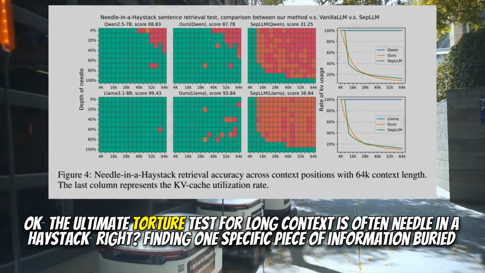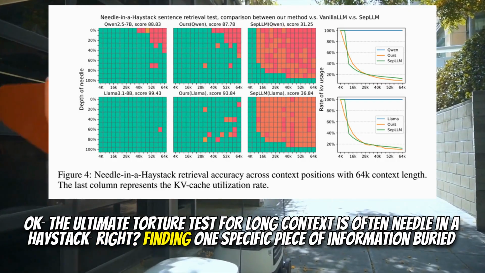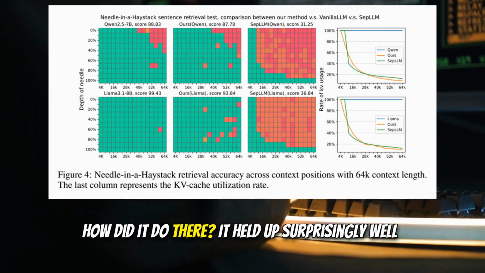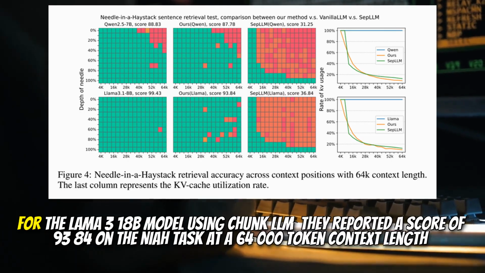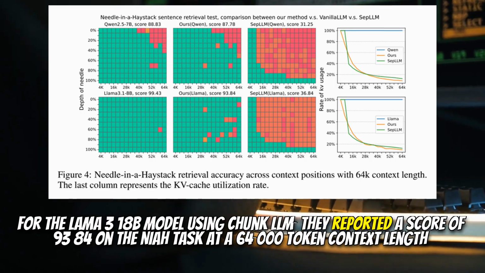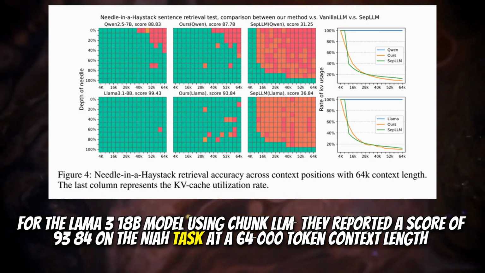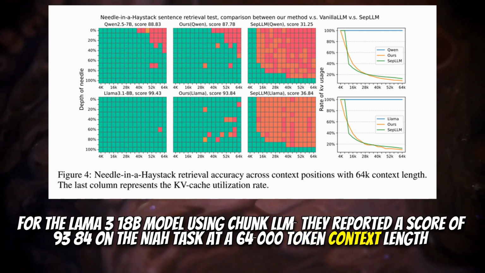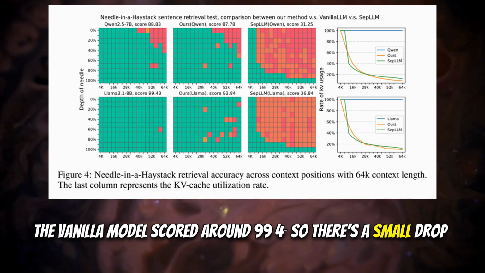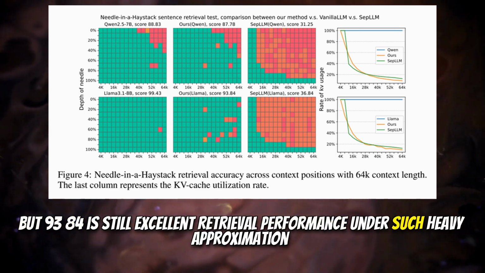Okay, the ultimate torture test for long context is often needle in a haystack, right? Finding one specific piece of information buried deep. How did it do there? It held up surprisingly well. For the Llama 3.1 8B model using ChunkLLM, they reported a score of 93.84 on the NIH task at a 64,000 token context length. The vanilla model scored around 99.4, so there's a small drop, but 93.84 is still excellent retrieval performance under such heavy approximation.